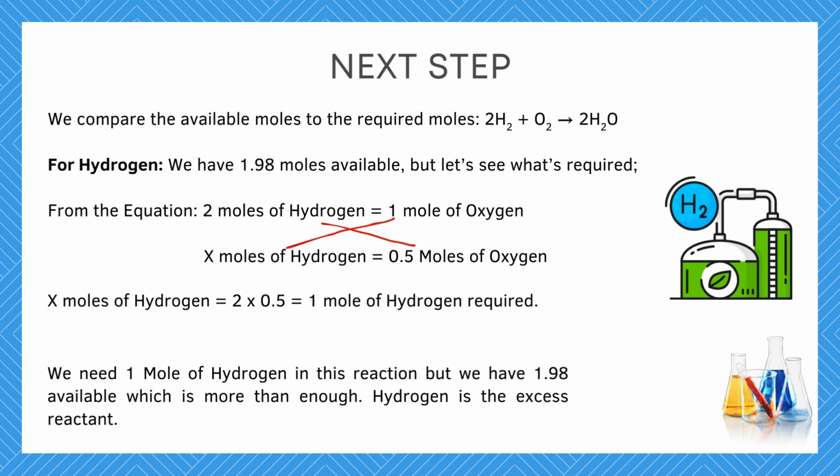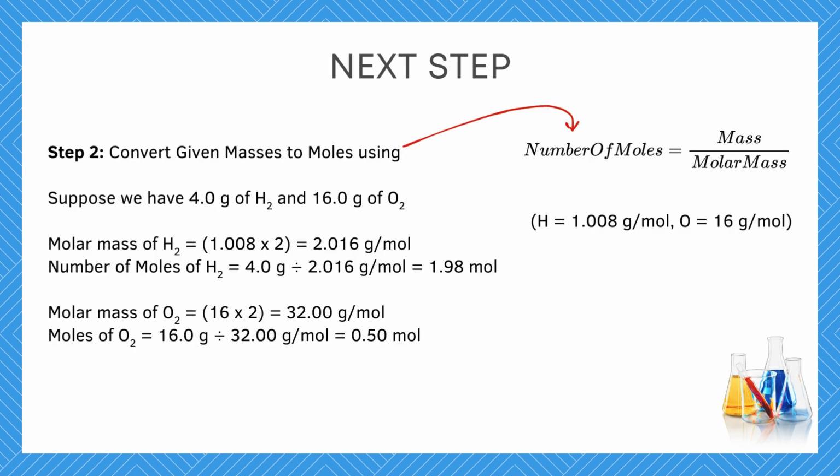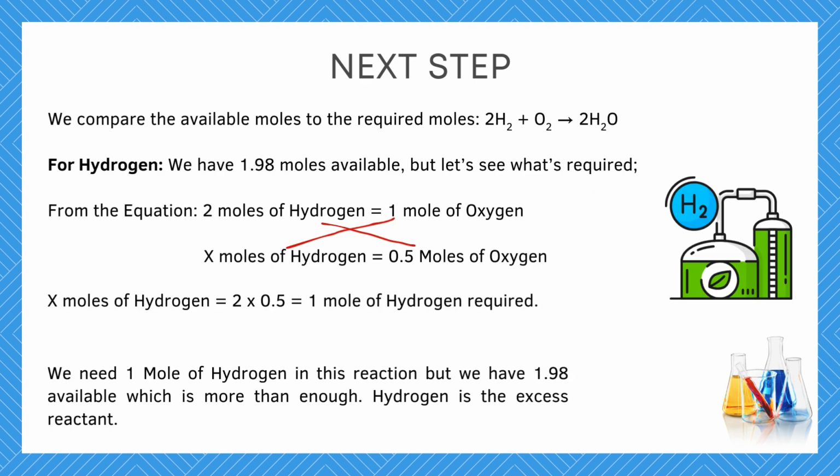Why did we say 0.5 moles of oxygen? Because what we have on ground, if you see over here, when we backtrack, we have 0.5 moles of oxygen available. So using that 0.5 moles of oxygen, we want to find out how many moles of hydrogen are required. From here, when we cross multiply, X moles of hydrogen multiplied by 1 gives us X. It will now be equal to 0.5 multiplied by 2, and that gives us 1 mole of hydrogen required.